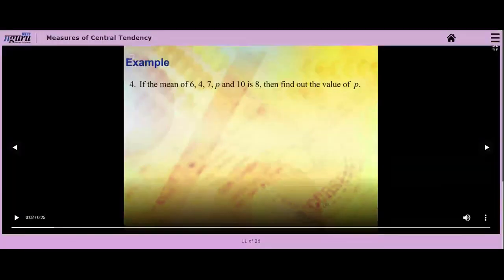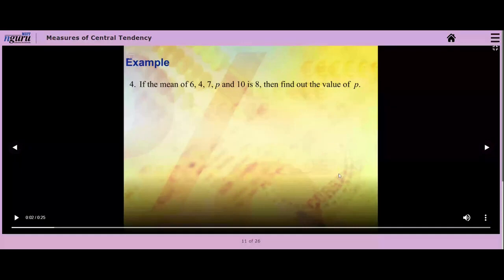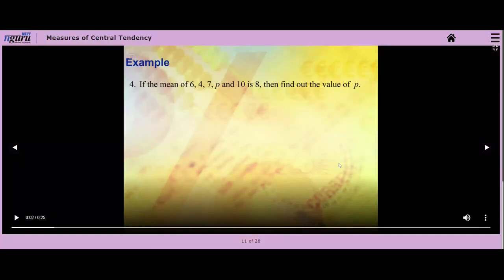Here the mean is given, and you have to find the missing observation. What is the answer? 6 plus 4 plus 7 plus 10 is 27. So 27 plus p, divided by 5, equal to 8. Then 27 plus p equals 40. So p is equal to 13.